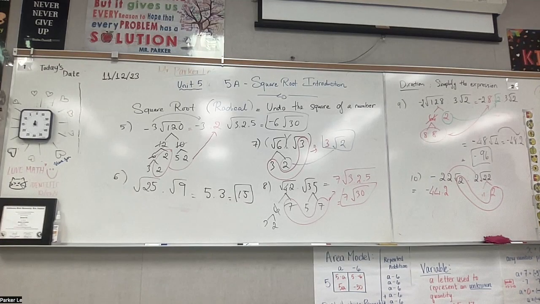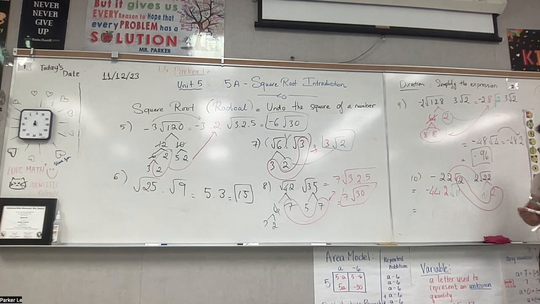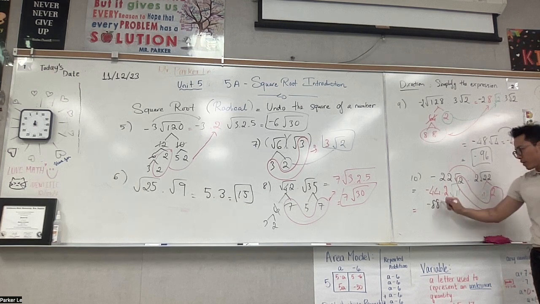What do we have left inside? 11. 11 is going to stay inside. Square root of 11 right here. Okay? We take care of everything, right? This one we combine them, so you have this. What is negative 44 times 2? Negative 88 square root of 11.